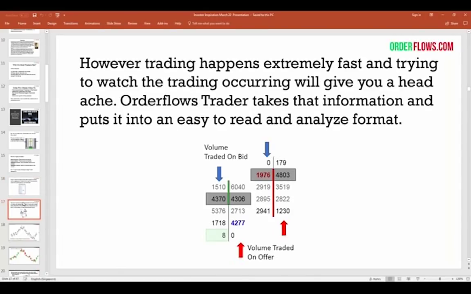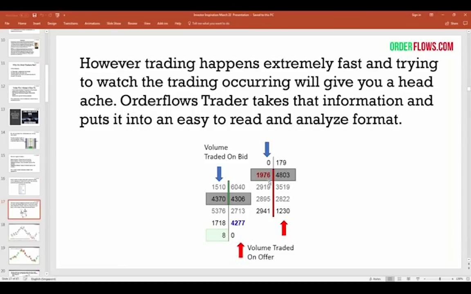Now, an order flow trader's footprint chart will take that information and put it into an easy to read and analyze format. Each bar is going to show you the volume traded on the bid and the volume traded on the offer. If it's on the left-hand side, it's the volume traded on the bid. If it's on the right-hand side, it's the volume traded on the offer. This is going to show you times where you have buying imbalances or selling imbalances. It's highlighted in the bar with blue for a buying imbalance or a red number for a selling imbalance. Again, you're comparing the market bid against the offer.